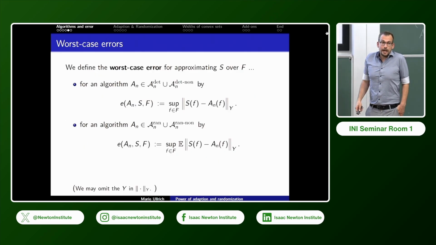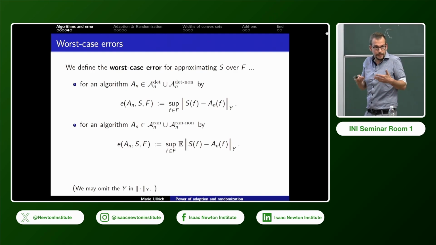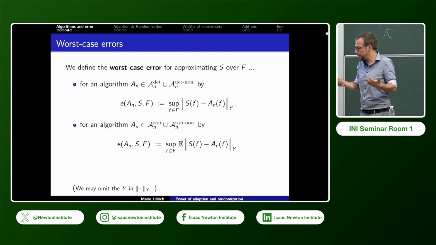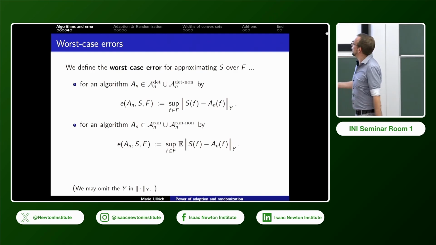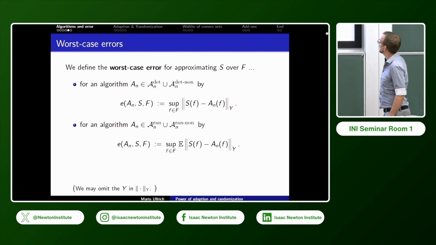Clearly, I need to say what is the error of an algorithm, and since I consider two types of algorithms, deterministic and random, there must be different choices of a measure somehow, right? So for a deterministic algorithm, no matter if adaptive or not, I consider the worst case error, that's typical. I want to approximate S of f by an algorithm in the norm of Y, and I'm taking the supremum over my input class. Classical.